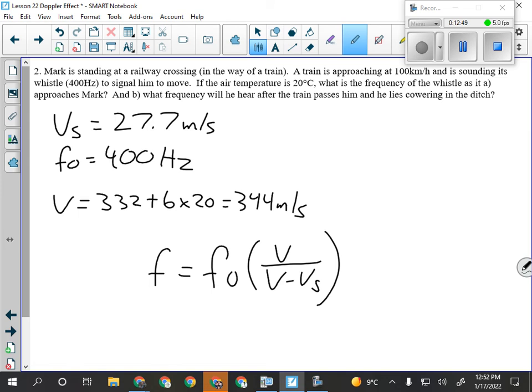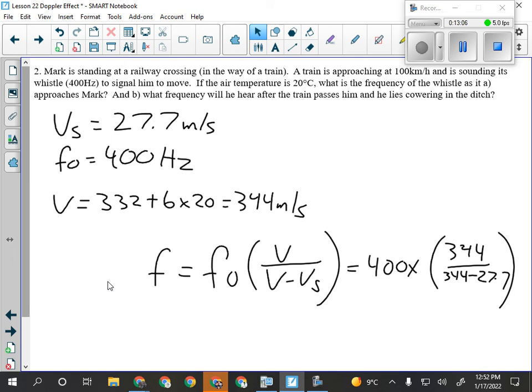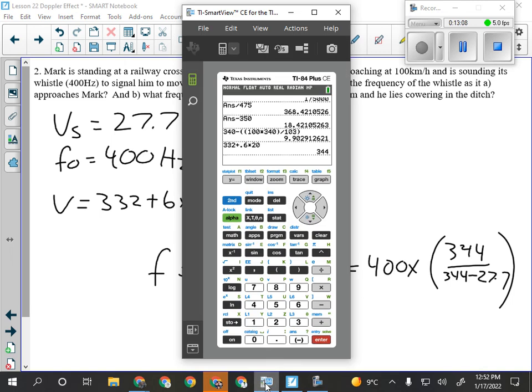Yeah? Pretty simple stuff. All right, so 400 times 344 over 344 minus 27.7, okay? And that should give us our perceived frequency.